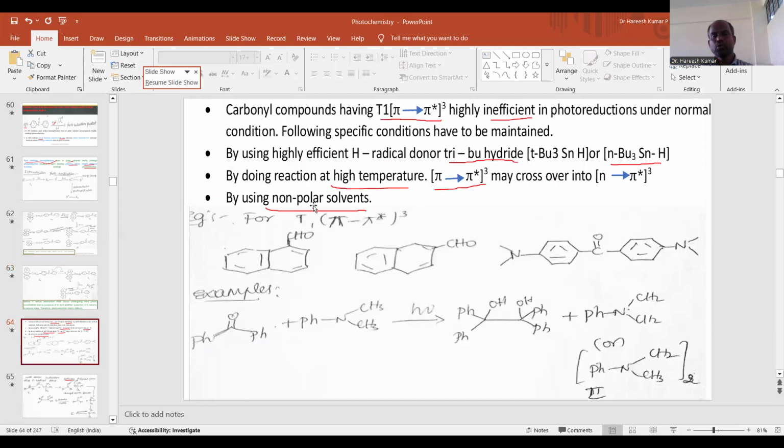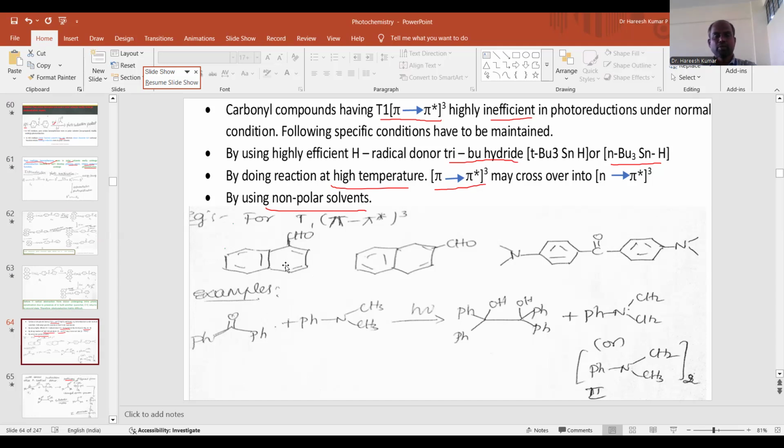In the next slide, to get success in photoreduction of carbonyl compounds, more particularly those compounds containing an acceptor in them, we need to follow certain conditions. What are those conditions? By using a highly efficient hydrogen radical donor, that means tributyltin hydride. If we are using tributyltin hydride as the hydrogen source, then photoreduction can be achieved with the electron acceptor containing carbonyl compound. One more condition, by doing the reaction at high temperature, photoreduction can be achieved. By using a nonpolar solvent, photoreduction can be achieved. So from now onwards, we will look into a few examples of photoreduction.